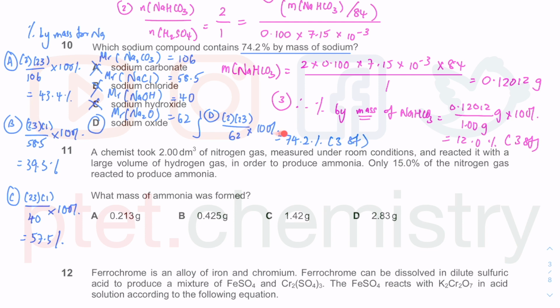Hope the working in the different color doesn't confuse you. This one in blue is for question 10, the one in pink was for the previous question. All right.